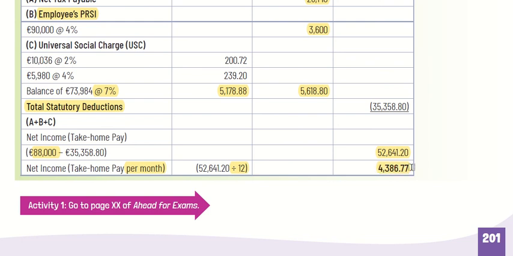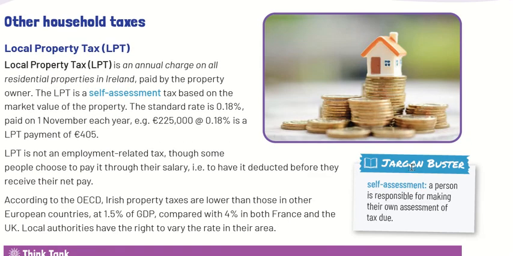Okay, so moving on then. Looking lastly, and we'll give you some questions too, at other household taxes. So the local property tax is a tax based on properties, obviously. So if you own a house, you self-assess, you say how much it's worth, the market value, and the standard rate then is just 0.18% on that. So an example here would be a house valued at 225,000 at 0.18%, then for the year it's paid on the 1st of November each year.